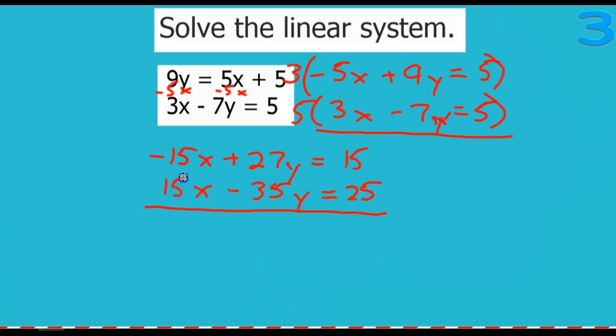Now I have things I can eliminate. If I add negative 15x plus 15x, that eliminates, it's 0. 27y plus a negative 35y gives me a negative 8y. And 15 plus 25 gives me 40. So if we divide by negative 8, y is going to equal a negative 5.